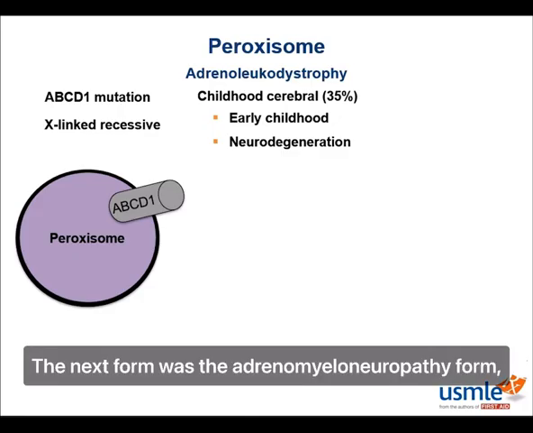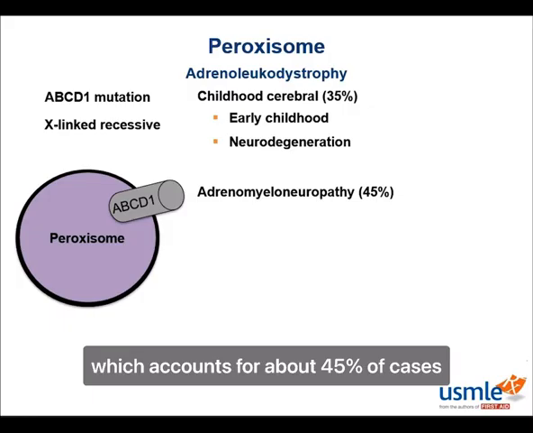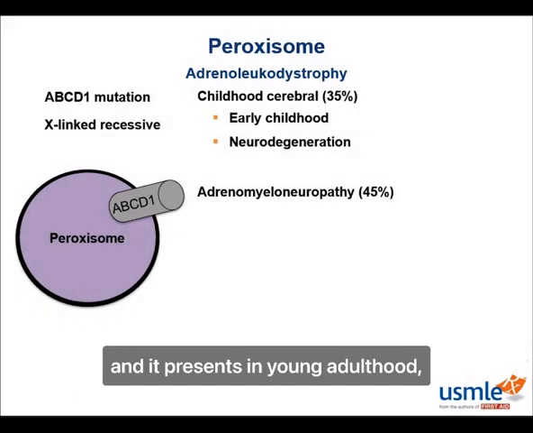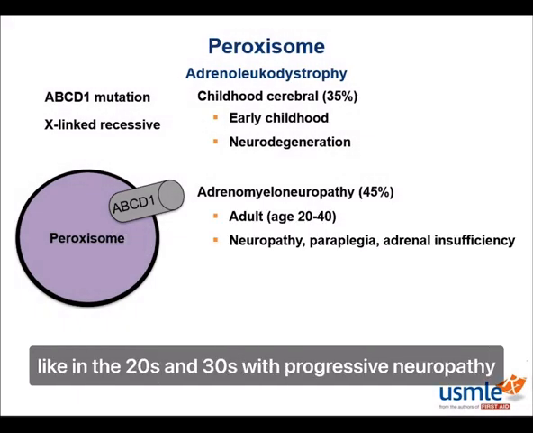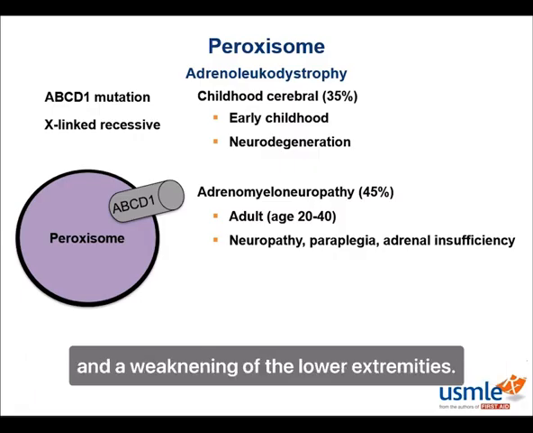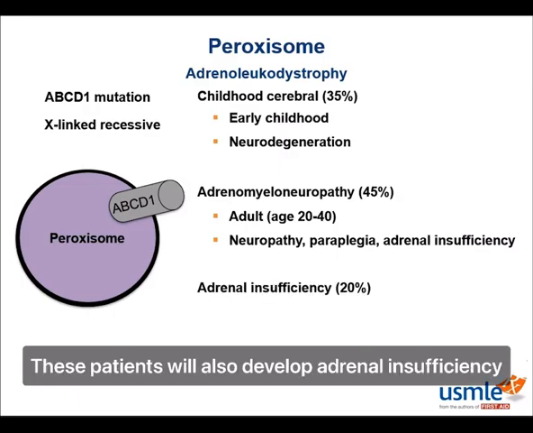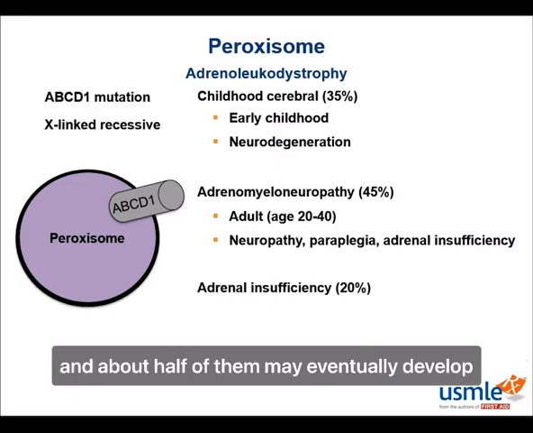The next form is the adrenomyeloneuropathy form, which accounts for about 45% of cases, and it presents in young adulthood, like in the 20s and 30s, with progressive neuropathy and a weakening of the lower extremities. These patients will also develop adrenal insufficiency, and about half of them may eventually develop cerebral symptoms, such as cognitive decline and behavioral changes.